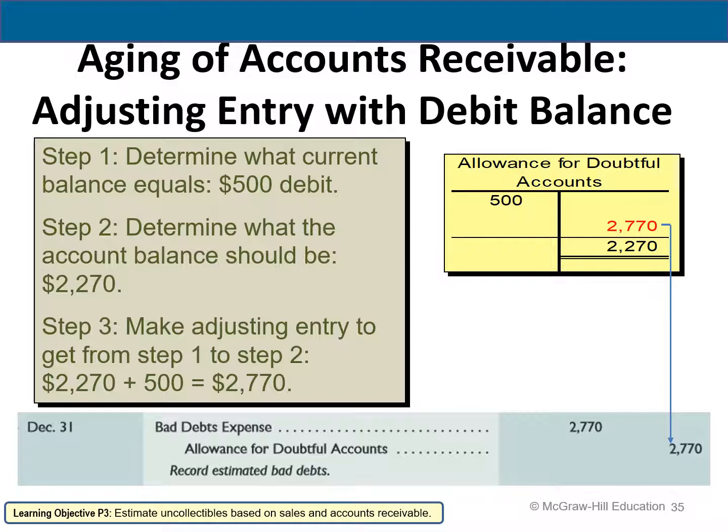Let's say that the beginning balance in our allowance for doubtful accounts was a debit of $500. Well, to get from a debit of $500 to a credit balance of $2,270, you have to add. So keep in mind the debit or credit matters when you're talking about what the current balance equals. And the only reason why you would end up with a debit balance in your allowance for doubtful accounts is if you overestimated and then somebody paid you. Okay.